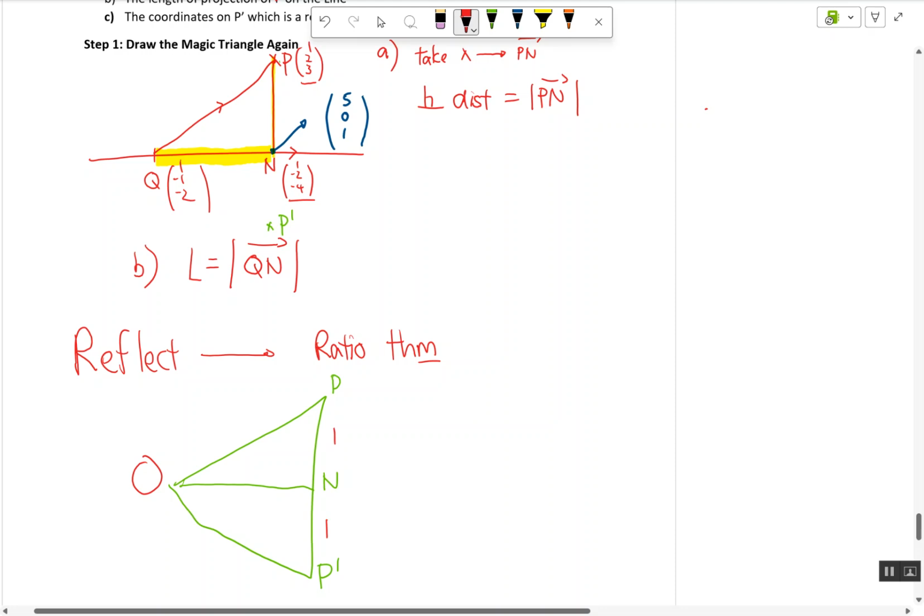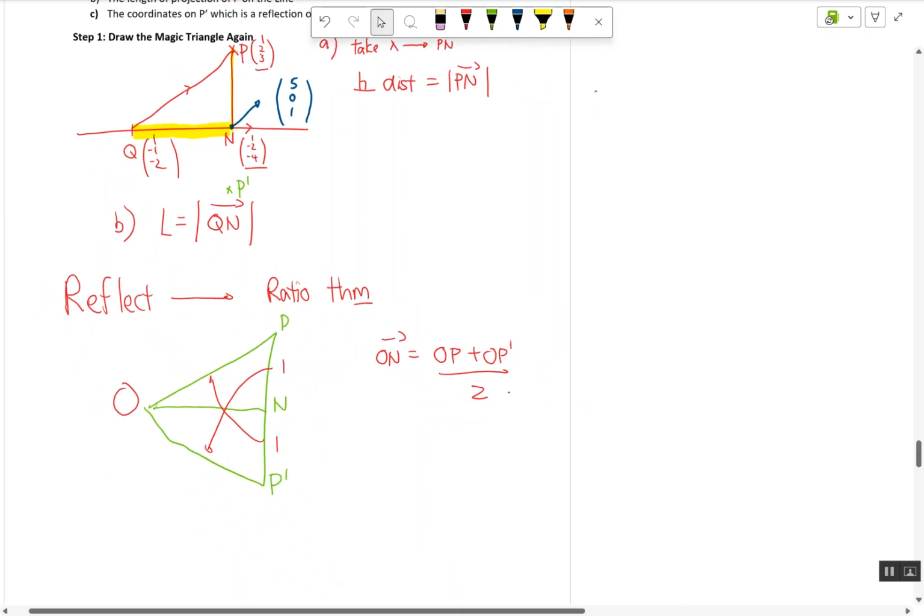And then by ratio theorem, this goes to here, this goes to here. ON is equal to OP plus OP prime over 2. So again, my ON is not the correct value. I just use 5, 0, 1 as an easy calculation. Equals to OP. OP I already have, 1, 2, 3, plus OP prime, which is what I don't know, something over 2.